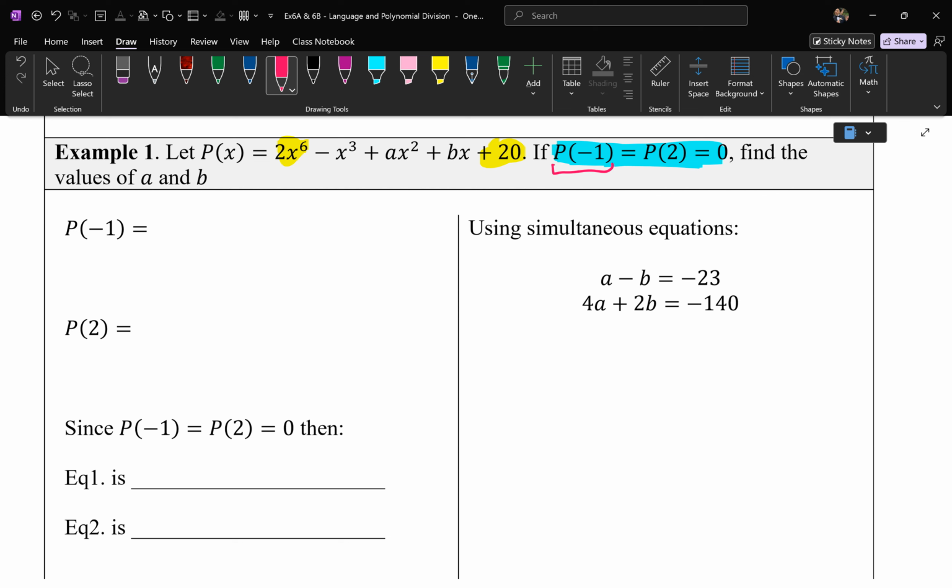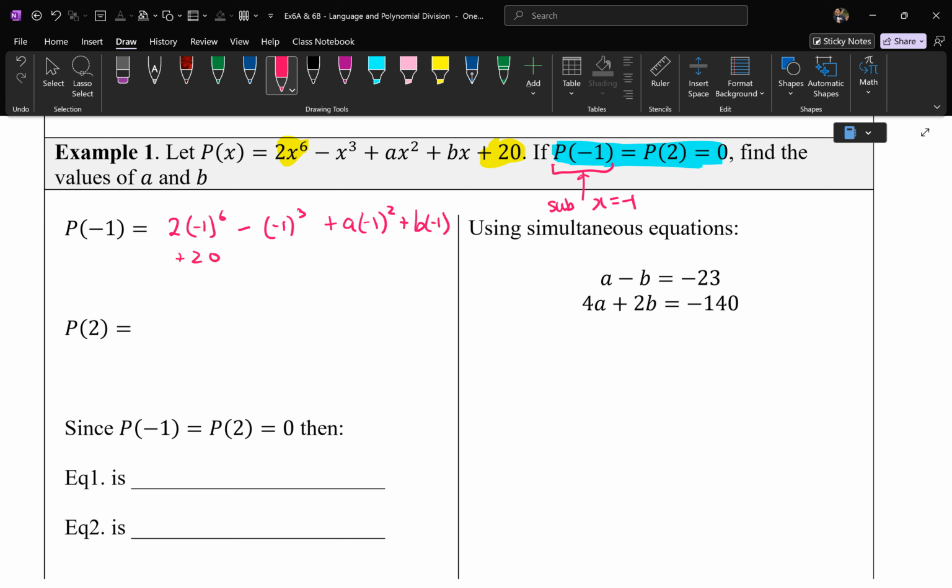If I just write p of negative 1, what does p of negative 1 mean? You got p of x, which is clearly that function over there. What does p of negative 1 mean? Replace the x's with negative 1. So if p of x is equal to this, and that's got all the x's, then when you say p of negative 1, all it means is sub x equals negative 1 into the p of x function. So instead of it being 2x to the power of 6, it will now be negative 1 to the power of 6. Instead of it being minus x cubed, it will now be minus negative 1 cubed, plus a times negative 1 squared, plus b times negative 1 plus 20.